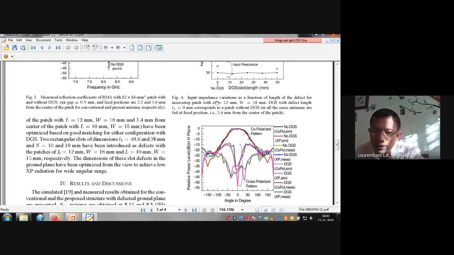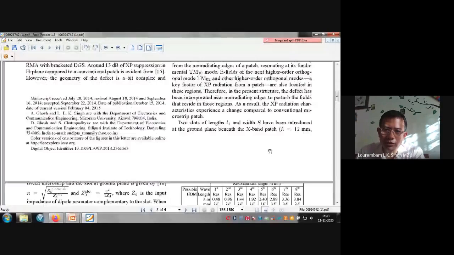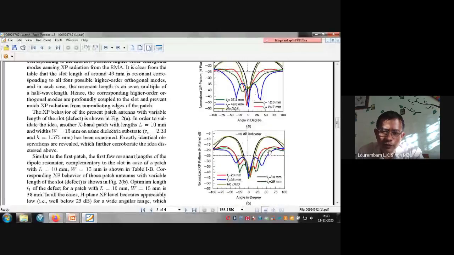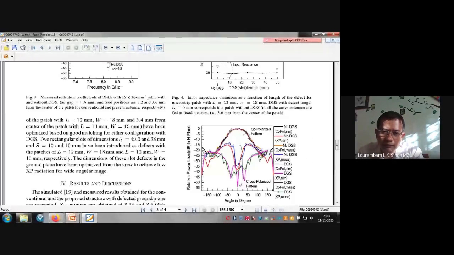So above 25 dB is a very significant result which we have obtained by simply introducing this kind of cut on the ground plane. The patch remains a circular rectangular patch only. The cut has been introduced. We have analyzed without cut and with cut. Non-DGS means without cut, and DGS means after cutting the defected ground. DGS means defected ground structure.